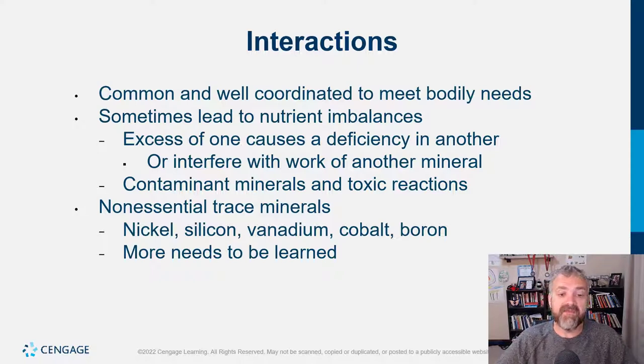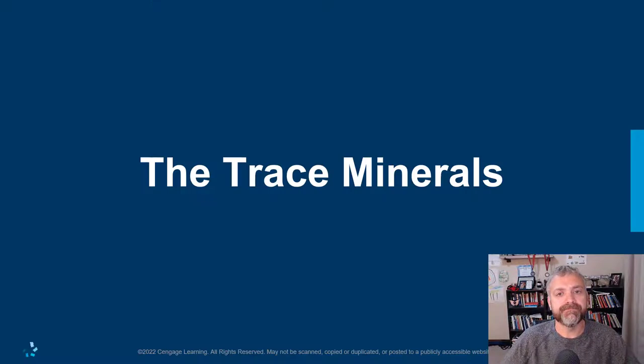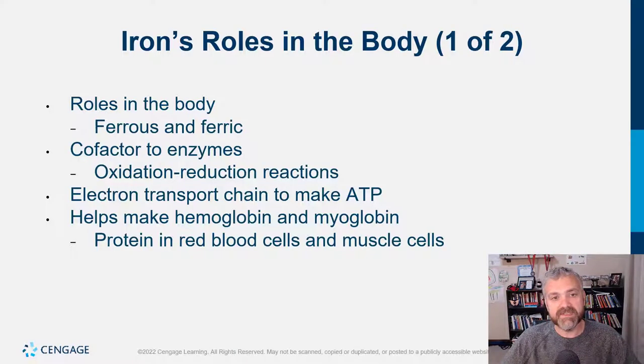Okay, then we have what are called the non-essential trace minerals, which you'll find in your body and in foods, but we just don't know what they need, what they do, or if they're necessary. That's things like nickel, silicon, vanadium, cobalt, and boron. Let's go through the trace minerals.